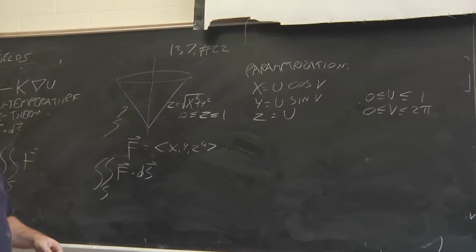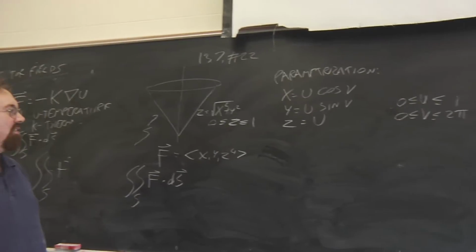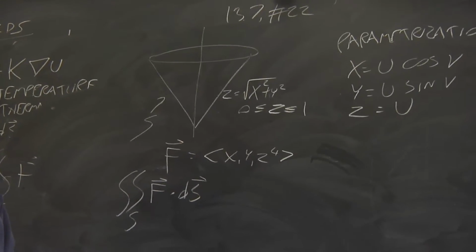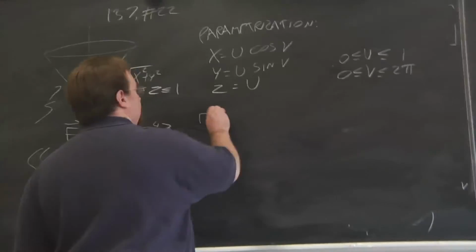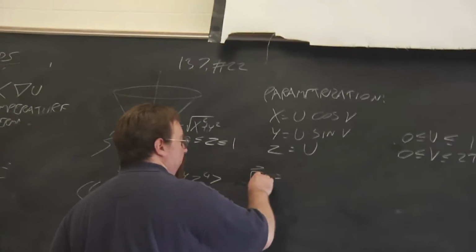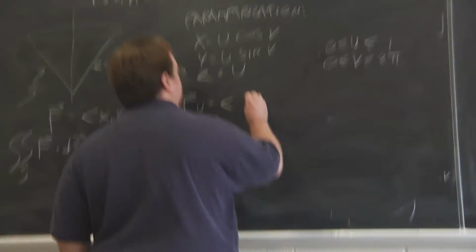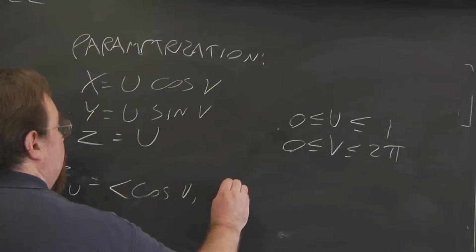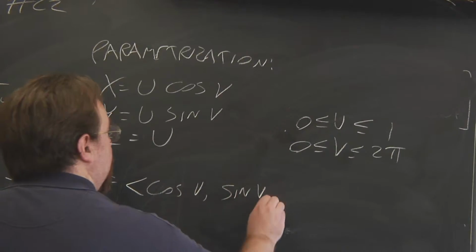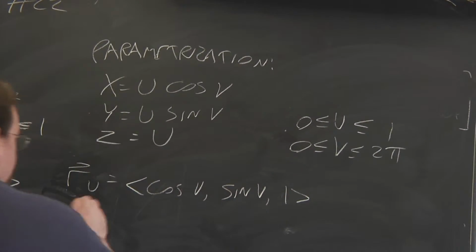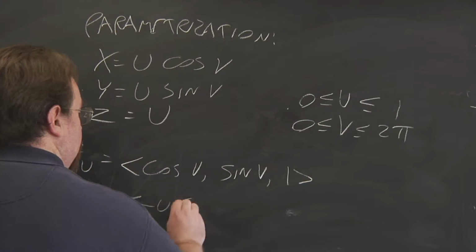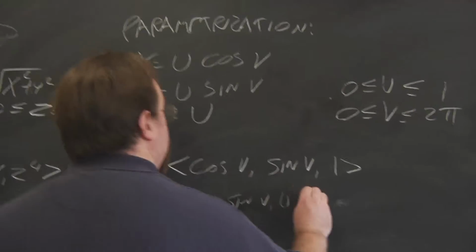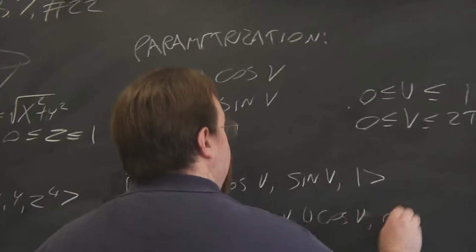So from this point, it's fairly straightforward, actually, believe it or not. So we compute these vectors, partial derivatives with respect to u. So it's kind of like the last example, but not exactly. Sine v, 1. So we have minus u sine v, u cosine v, 0.